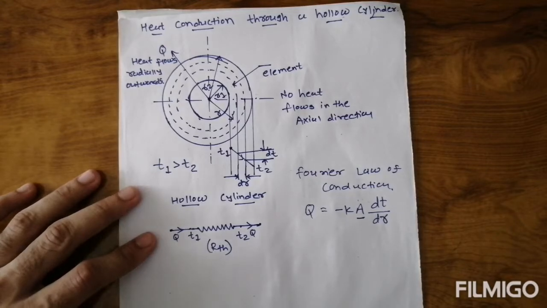First of all, what is the area of that cylinder? Normally, if we consider the area of a cylinder, we use pi r square or pi by 4 d square, but here we cannot consider pi r square or pi by 4 d square.